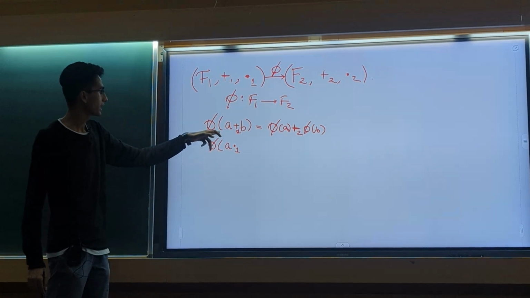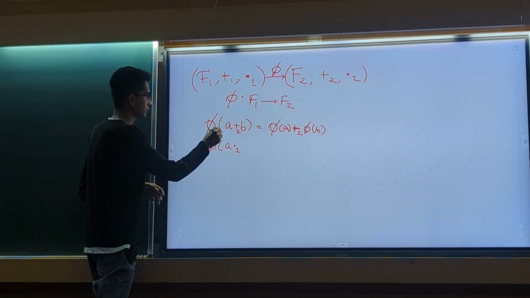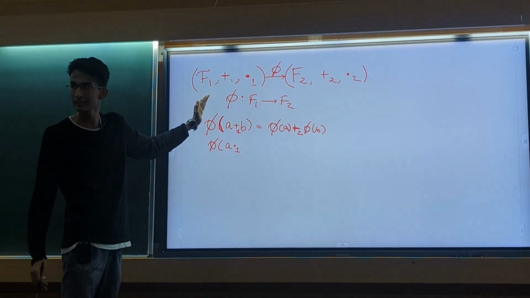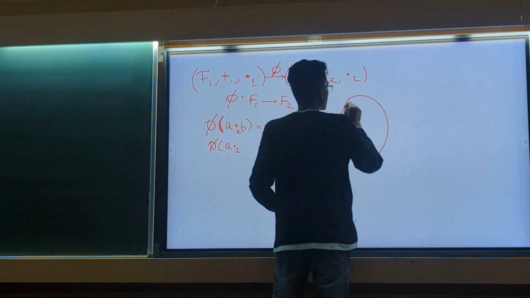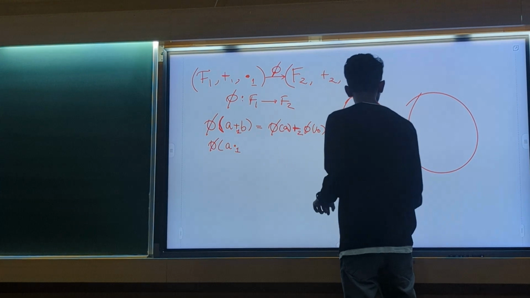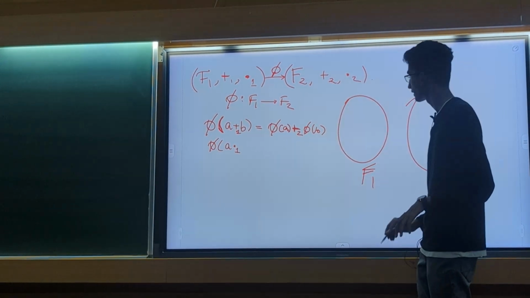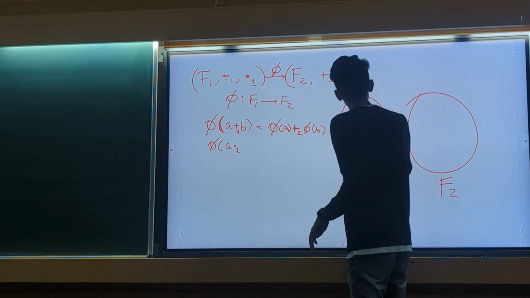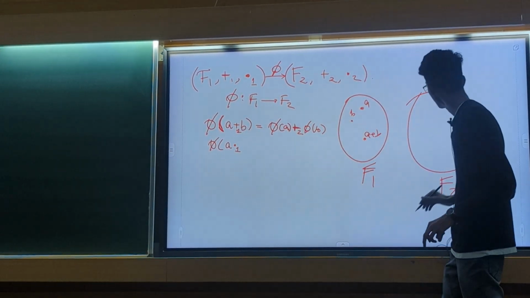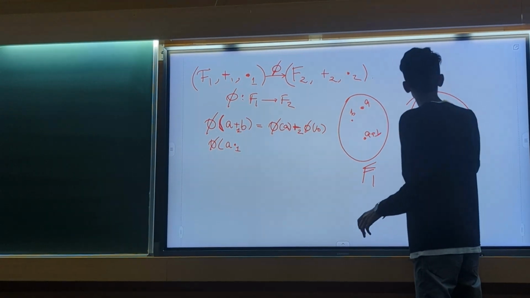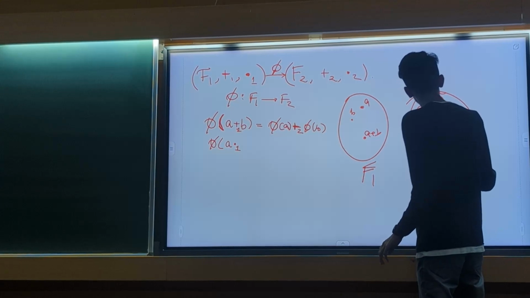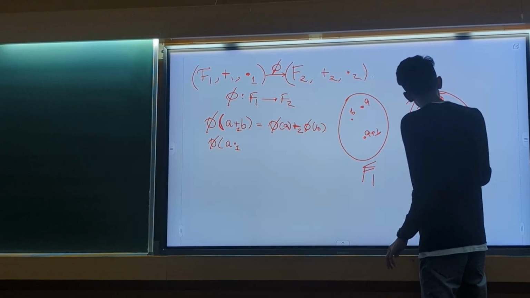So basically what I'm saying is that I have this bijection from elements of field 1 to field 2. I have A here, I have B here, I have A plus B here. I have corresponding, let's call it A tilde, B tilde, and A plus B, A tilde plus B tilde.